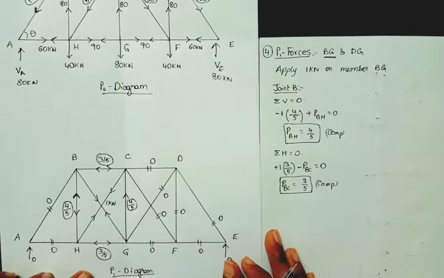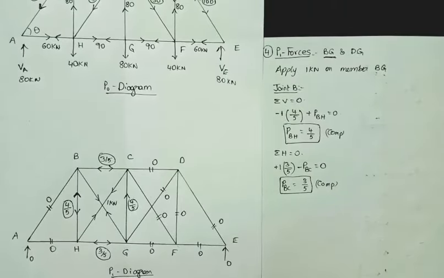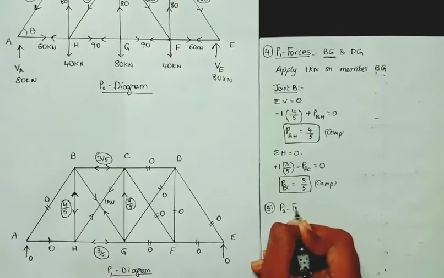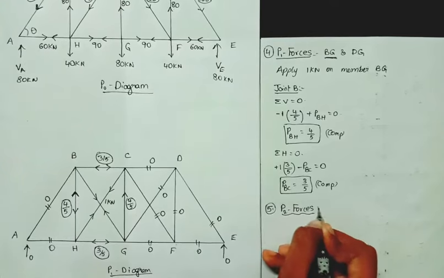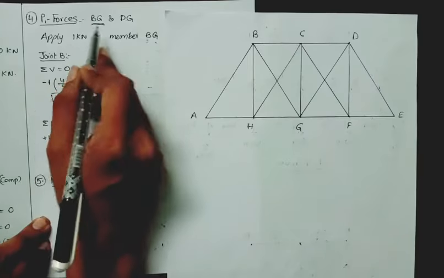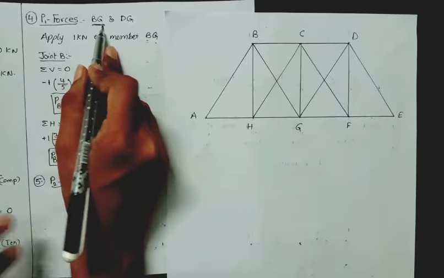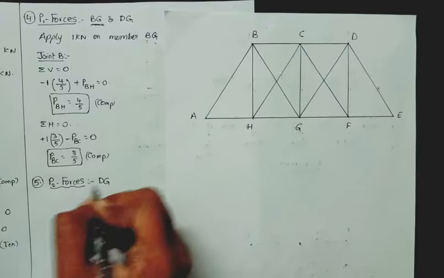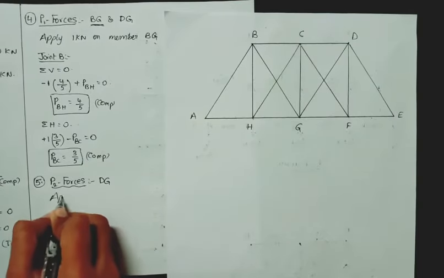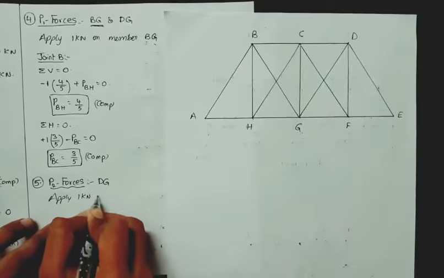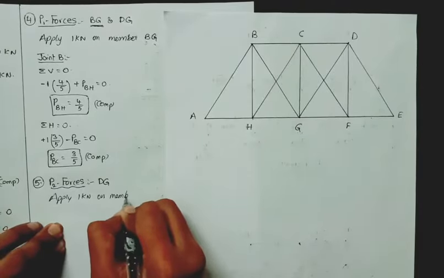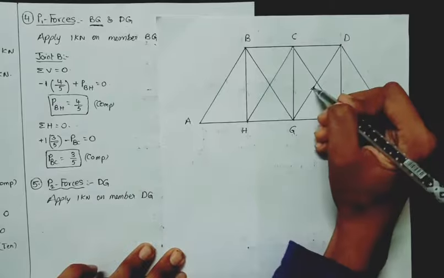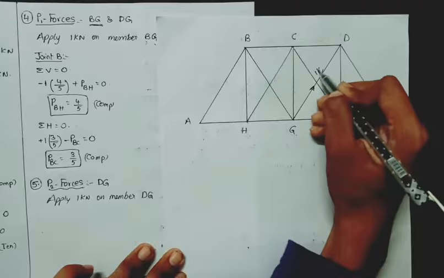So now we have completed the fourth step. After completion of the fourth step, we will start the fifth step, that is P2 forces. In the P1 forces, we have taken BG and we have applied 1 kilonewton. Now we will take member DG and apply 1 kilonewton on member DG. So this is the DG member. I am applying 1 kilonewton load, tensile force.